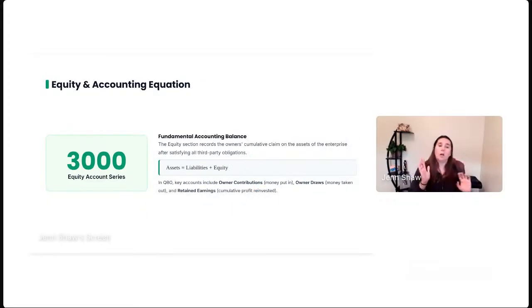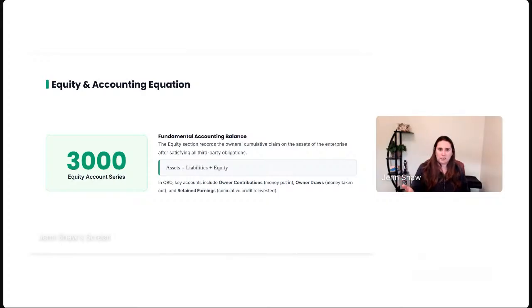And then we have our equity side, and these are going to be our 3000s. We don't have a ton in this area, as most of the time you're not really touching equity. Equity is more something that just is filtered in. But again, if your owner tends to put money into the business more often, maybe you have some harder months, we'll put those as owner contributions and owner draws.